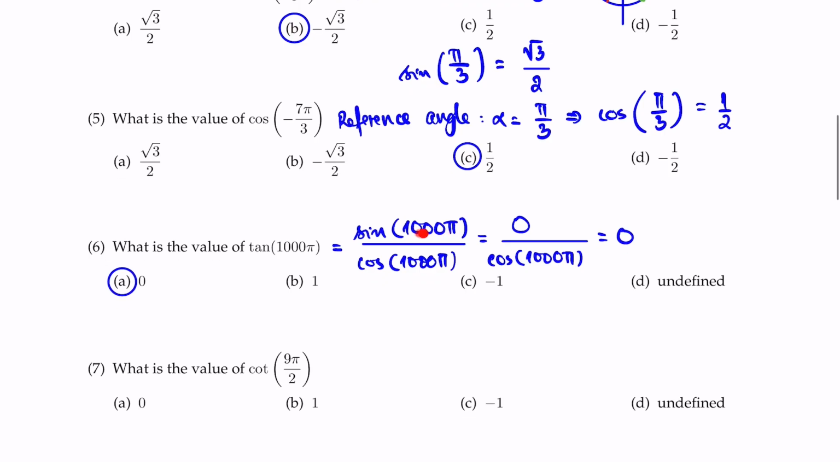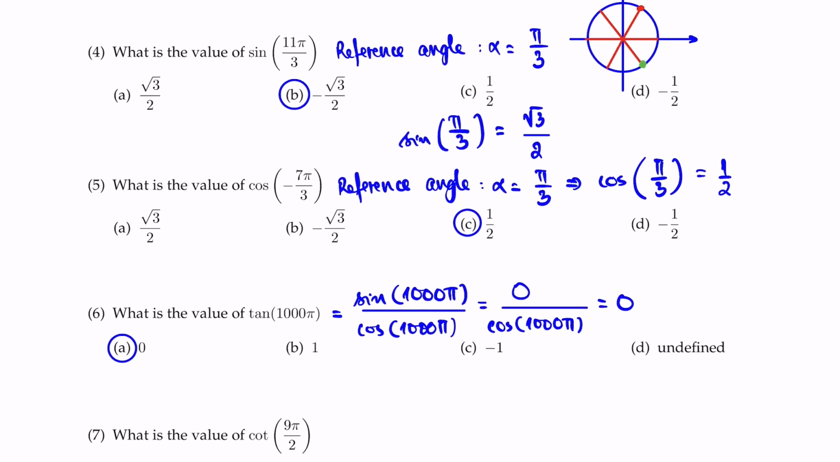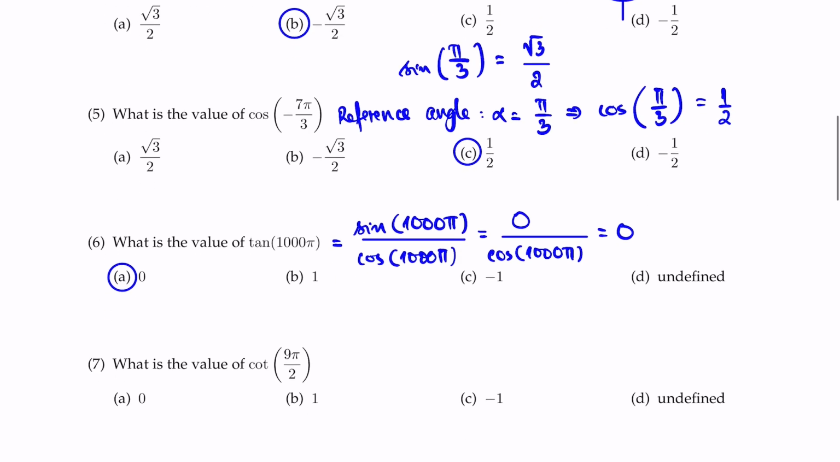Again, sine of any multiple of pi should give you 0. Because let's start with the unit circle here. Sine of 0 is 0, sine of pi is 0, sine of 2 pi is 0, sine of 3 pi is 0, and so on and so forth. Again, sine of any multiple of pi should always give you 0.